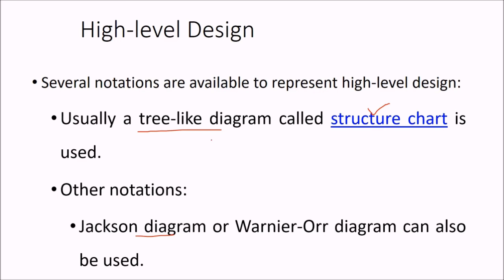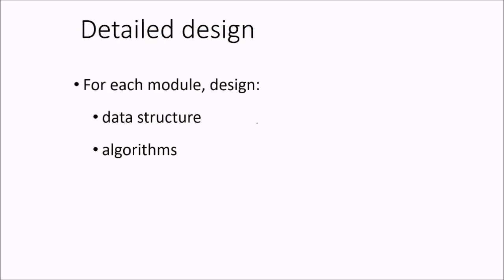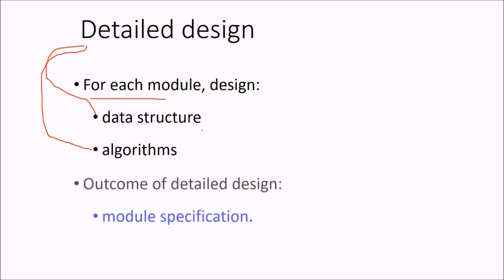What about detailed design? In detailed design, for each module, we first design the data structure, and then we design the algorithms. This is a very important part of software engineering, and it includes computer science also. In computer science, you will learn a different subject of data structures and a different subject of algorithm design and analysis. So software engineering is considered to be an amalgamation of various fields which are acting together in tandem to make good software. What about the outcome of detailed design? The outcome of detailed design will give us the module specification.